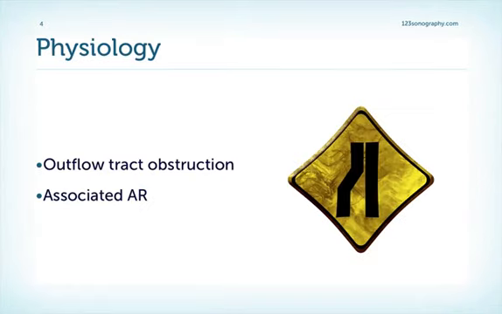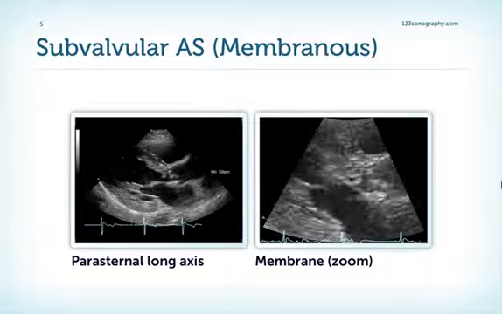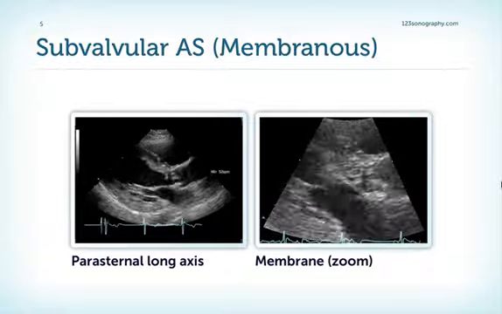So what actually happens when a patient has sub or supravalvular aortic stenosis? The membrane causes outflow tract obstruction, and the left ventricle reacts with hypertrophy due to the increased afterload. Frequently, there is also associated aortic regurgitation and turbulences in the LVOT. Let's have a look at this patient with subvalvular aortic stenosis.